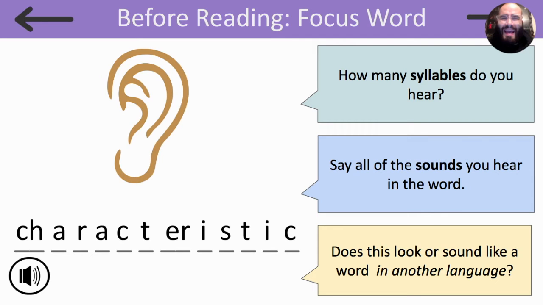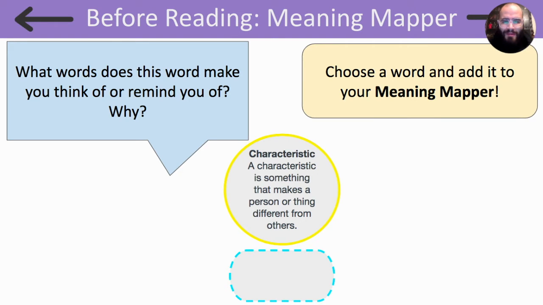It reminds me of the word carácter, which means character in Spanish. Now, please take out your meaning mapper. In the middle of our meaning mapper, we have our focus word, characteristic, and the definition. A characteristic is something that makes a person or thing different from others. What word does this word make you think of or remind you of? Add that word to your meaning mapper. I added the word unique. When something is unique, it's different from other things, and our characteristics are what make us different from other people.